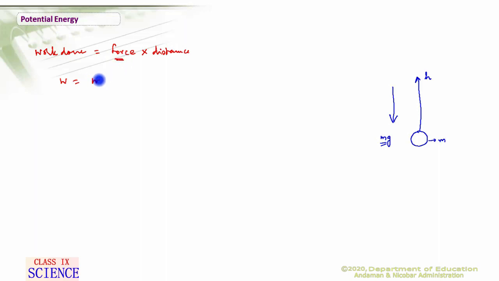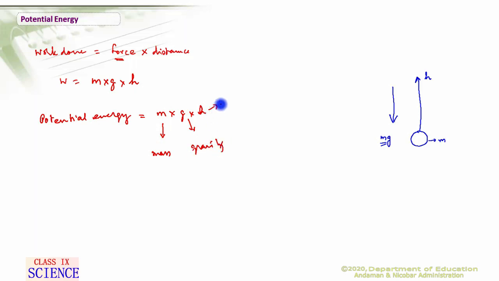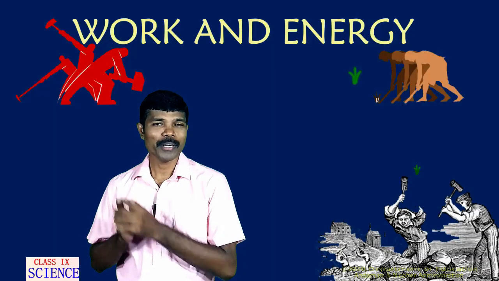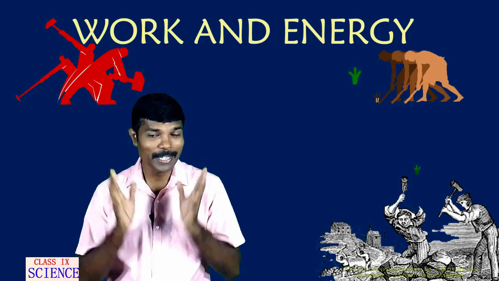We know that the gravitational force has the value m into g, and distance is the height to which the object is lifted. So this will be our height. This work gets stored up in the body as potential energy. Thus, potential energy is equal to m into g into h. Here m is the mass of the object, g is the acceleration due to gravity, and h is the height. Hope you understood how the formula of potential energy could be derived.